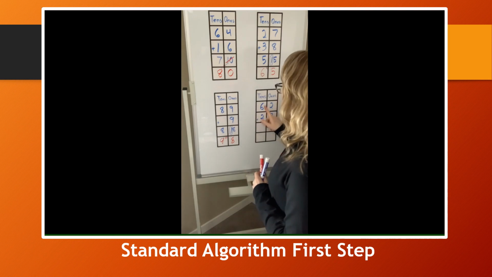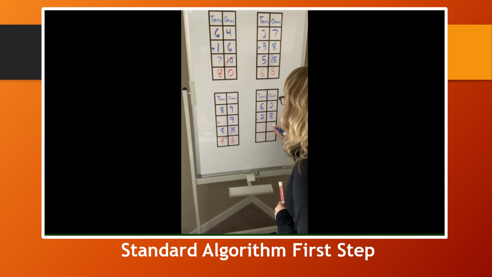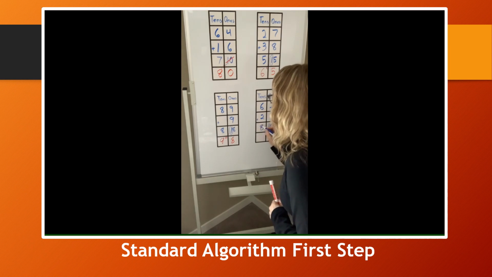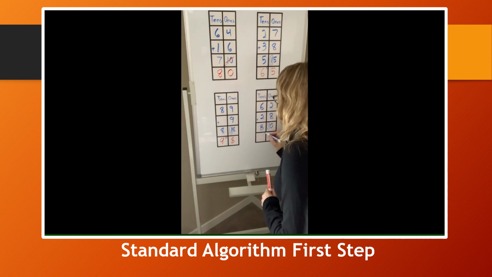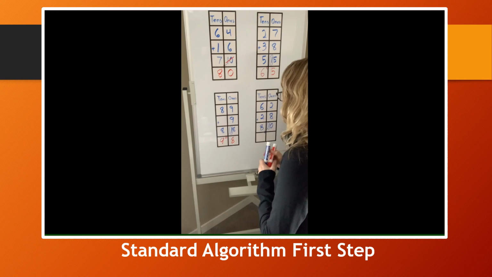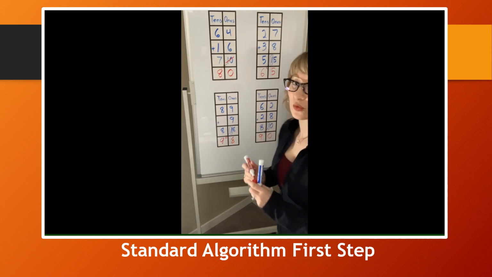The next one, we have 8 plus 2 is 10. 6 plus 2 is 8. And again, we have to do some regrouping here. We're going to take this 10, we're going to move it on over. That's going to give us 9 tens and 0 ones.